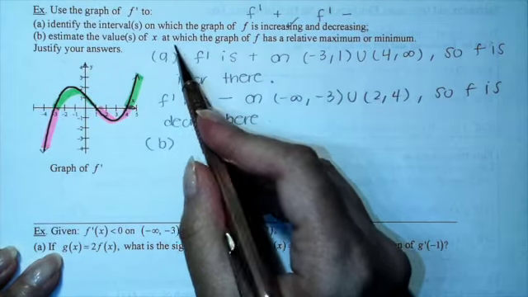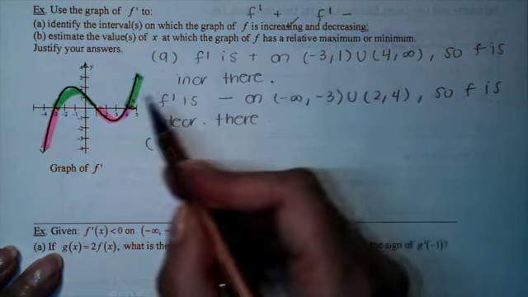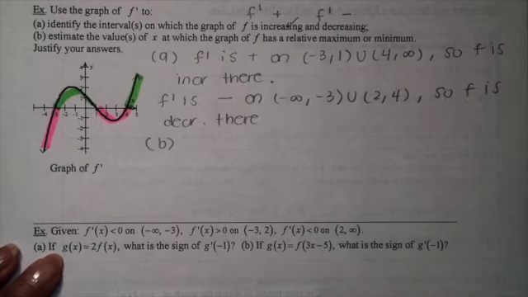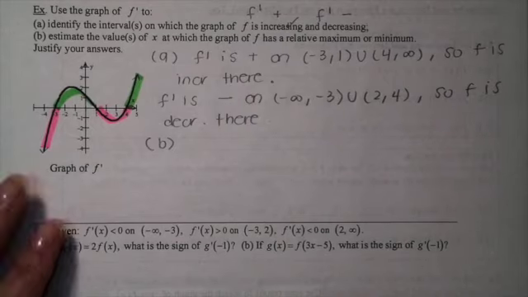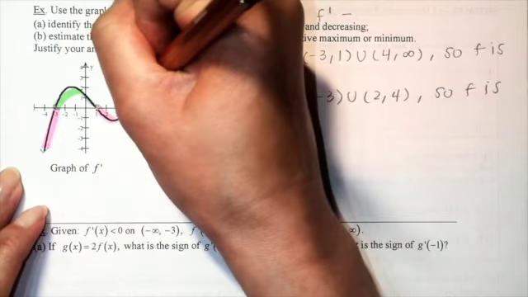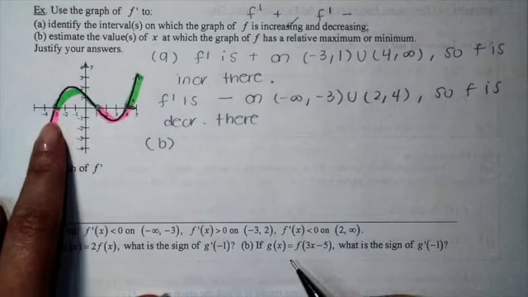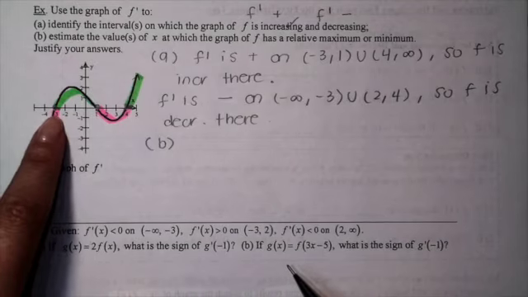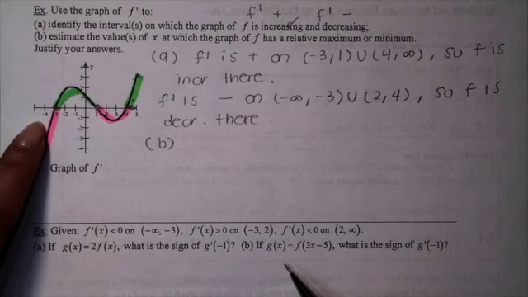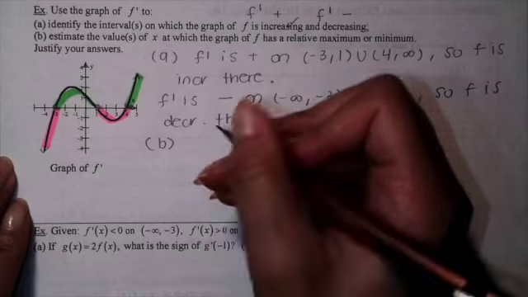What they want: maximums and minimums. So the suspicious ones are going to be the intercepts, the x-intercepts here, here, and here. So here you can see that f prime is changing from negative to positive. So what can you say here?